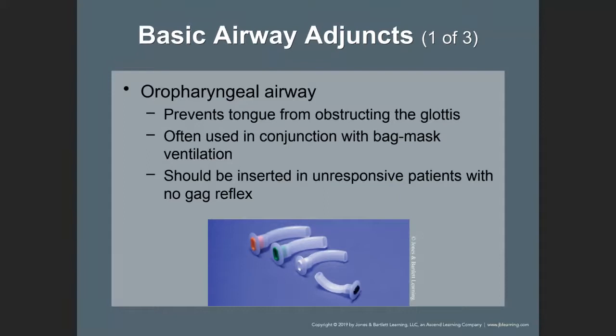Now, basic airway adjuncts. The oropharyngeal airway prevents the tongue from obstructing the glottis, often used in conjunction with the bag mask ventilation device, or BVM, bag valve mask. It should be inserted in unresponsive patients with no gag reflex who have a ventilation issue.